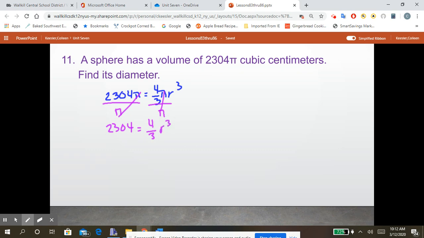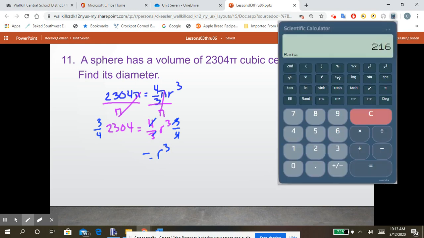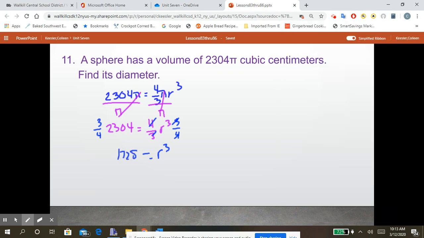Now we need to get rid of the fraction. And since we're going to be doing something on both sides of the equation, we multiply by the reciprocal. And that isolates our r cubed. Using our calculator, we can do 2,304 divided by 4 times 3, which gives us 1728. Now again, I wouldn't expect you to know the cube root of 1728 off the top of your head, so we can use our calculator.